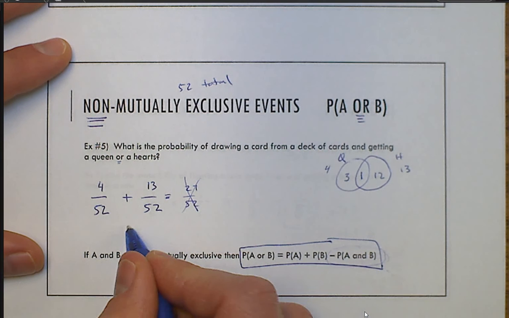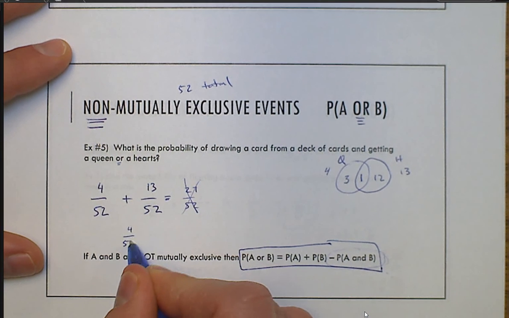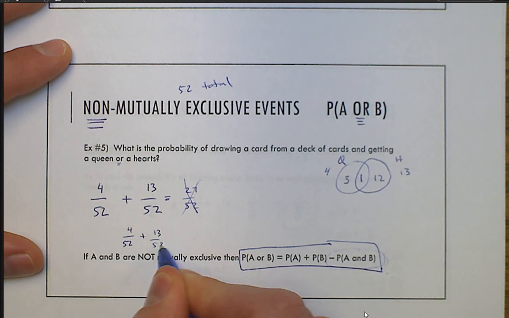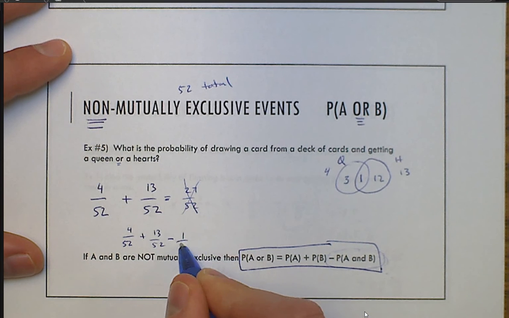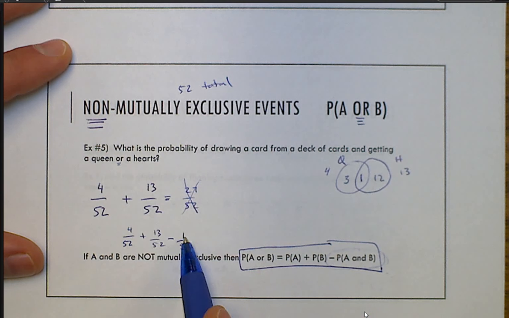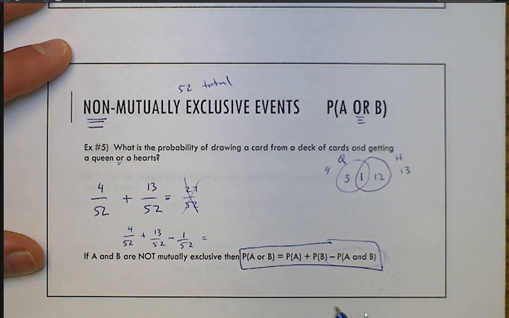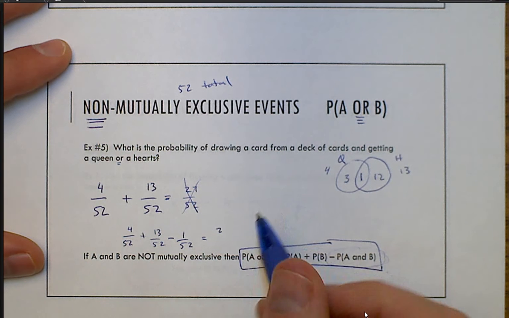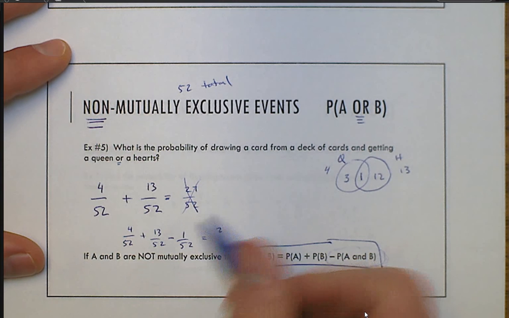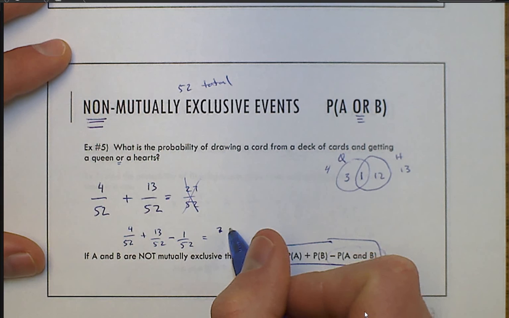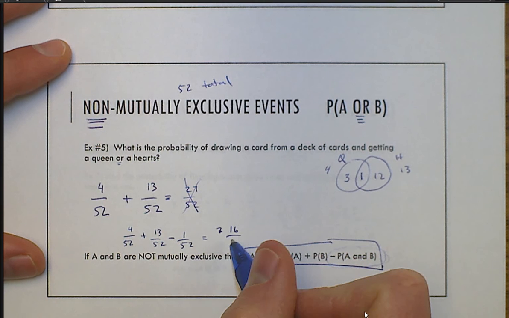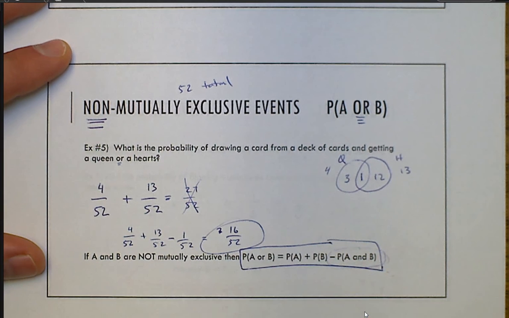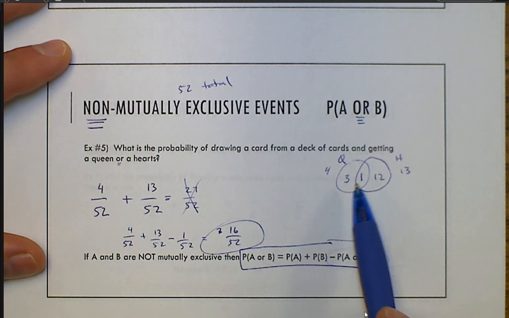So really what we would have is 4 over 52 plus 13 over 52, subtract 1 over 52, and that 1 represents that queen of hearts. And so our final answer then would be 16 out of 52, okay? And that would be my answer. 3 plus 1 is 4, 4 plus 12 is 16.